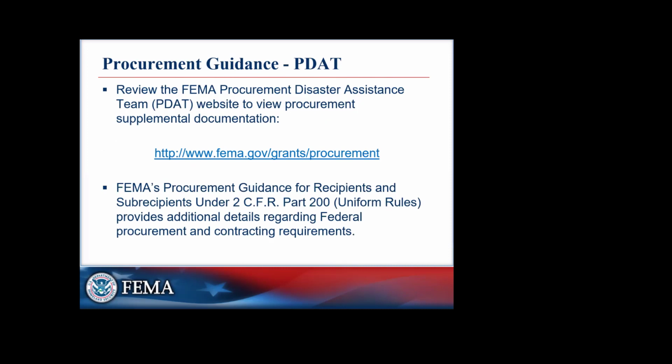So then moving forward, we also have our Procurement Guidance, or our PDAT, which is our FEMA Procurement Disaster Assistance Team. If you would like to review any procurement supplemental documents, you can visit www.fema.gov/grants/procurement. And of course, FEMA's Procurement Guidance for recipients and subrecipients falls under 2 CFR Part 200 Uniform Rules and provides additional details regarding federal procurement and contracting requirements.